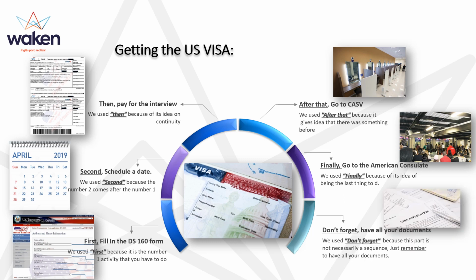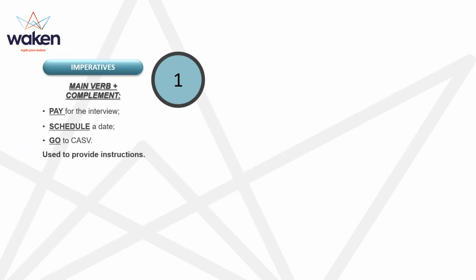But don't forget, have all your documents. We use don't forget because this part is not necessarily in a sequence. Just remember to have all your documents. Now we have some details. The first one being imperatives. We have the main verb and a complement. For example, pay for the interview, schedule a date, go to CASV.